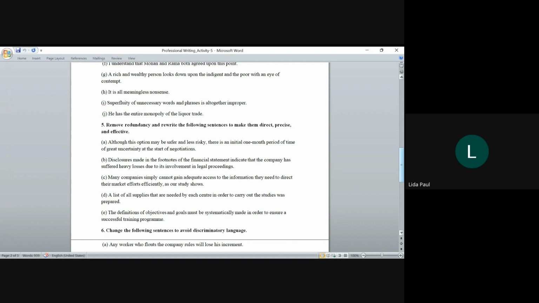Although this option may be safer and less risky, there is an initial 1 month period of time of great uncertainty at the start of negotiation. Now, your task is to pay attention to the sentence here and try to rewrite it so that we remove all the unnecessary repeat words or repeat phrases, or if there's a repeat clause, you can remove that clause altogether, right? The task is that you remove anything that you think is irrelevant or is simply repeating without adding anything to the sentence. Look at it and tell me how you can change the sentence.